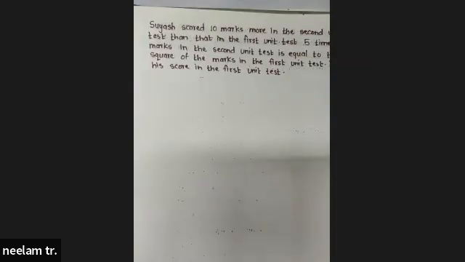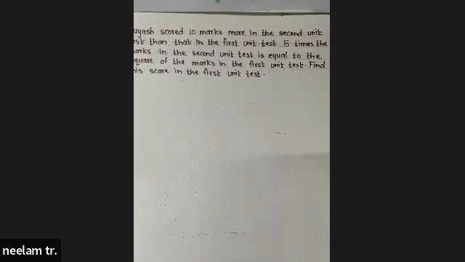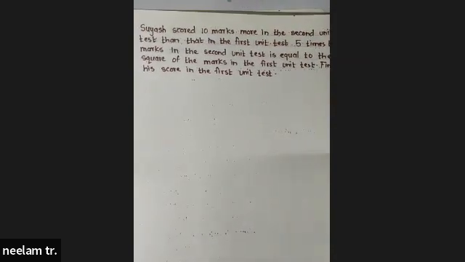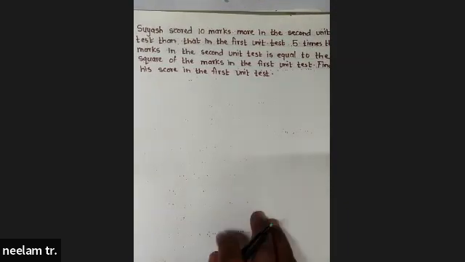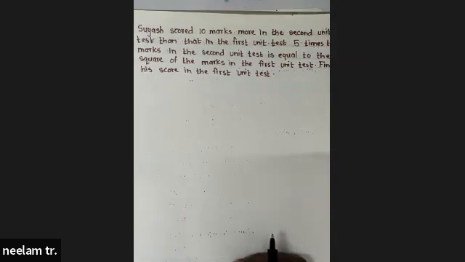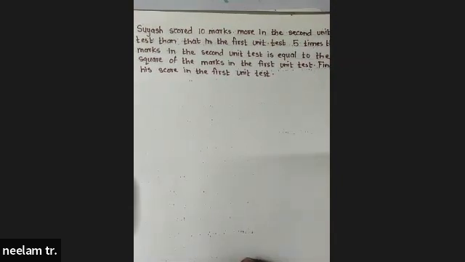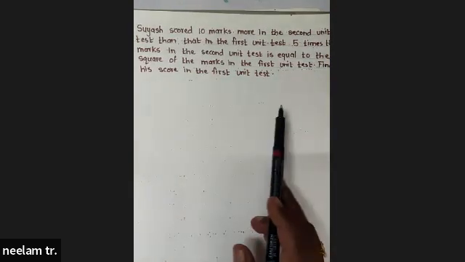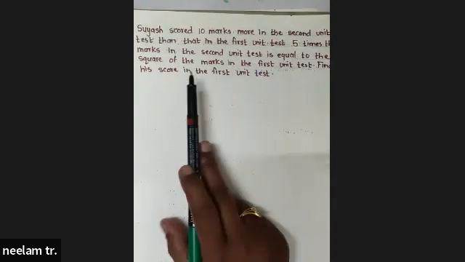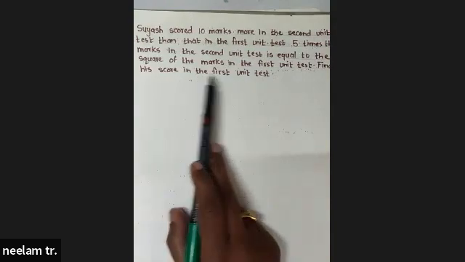Okay, this is your next type of question. My question is, Suyash scored 10 marks more in the second unit test than in the first unit test. 5 times the marks in the second unit test is equal to the square of the marks in the first unit test. Find his score in the first unit test.